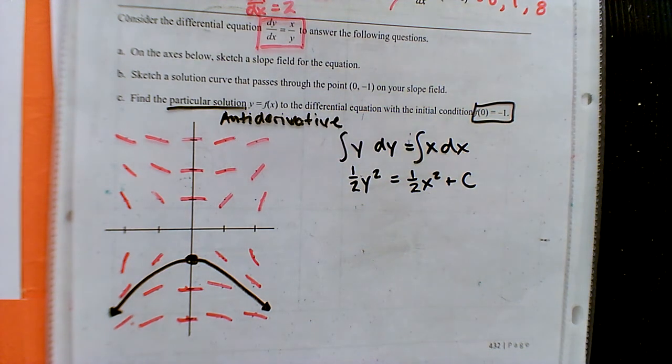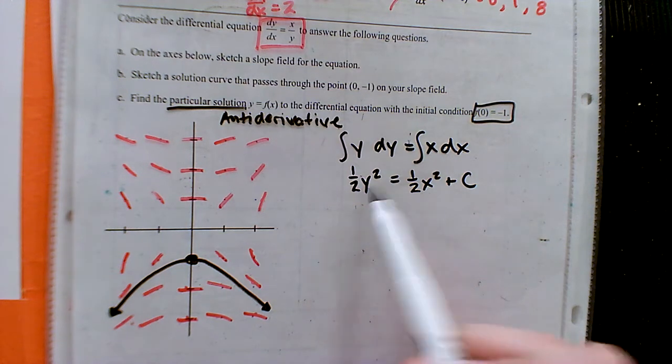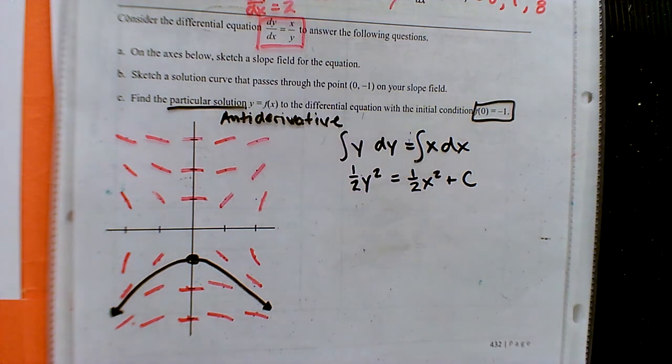That probably would have been worth 2 points. One for having the correct antiderivatives, and then another point for remembering the plus c. Do you think you'd be handling your own at this point by now? You could do that?